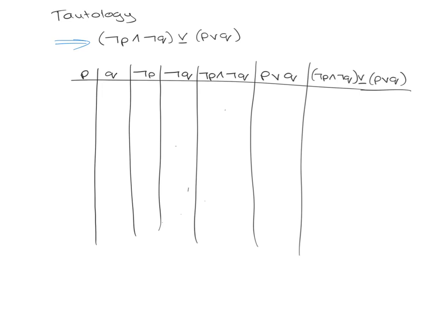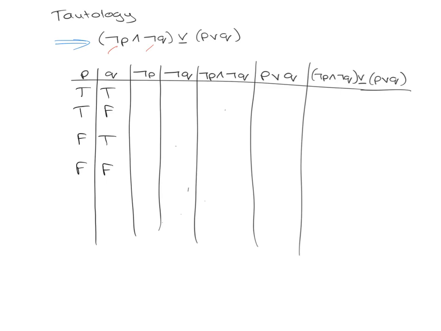So first of all, we'll start with all the different combinations of P and Q, which we know can be both true, true-false, false-true, and both false. And when setting up my table, I'll look at the statement and ask, are there any negations? Yes, we have a not P and a not Q in there. So we'll find those columns.